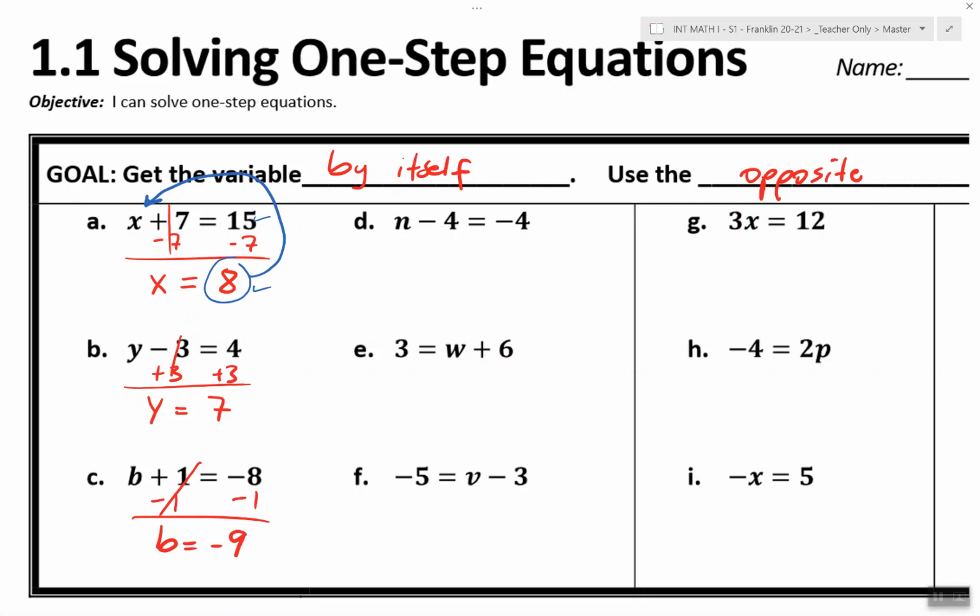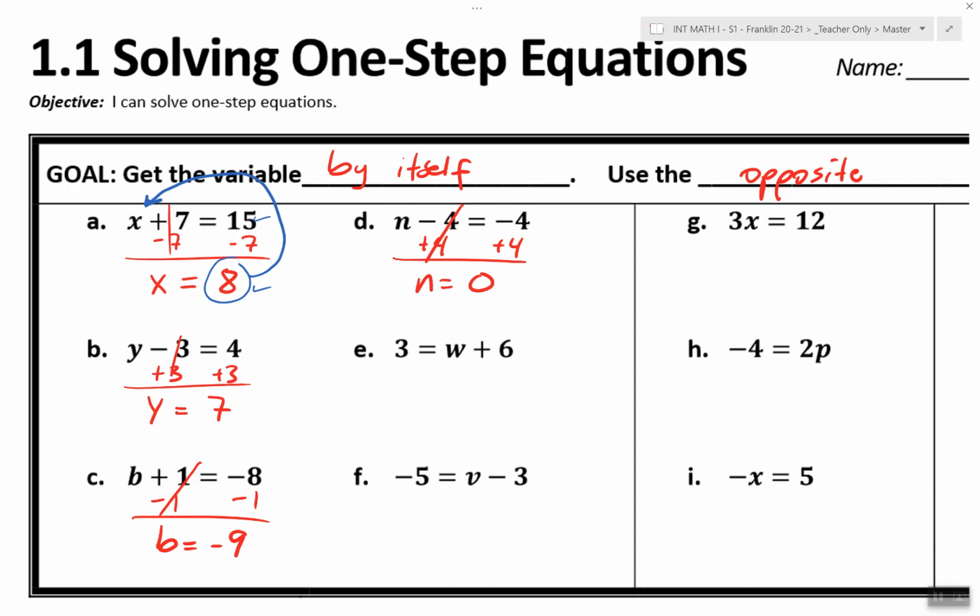Now remember, we're doing the opposite operation for what's happening to the variable. So work from the side of the equation that has the variable. So for this case, this is n minus 4 equals negative 4. We're going to add 4 to both sides. These will cancel out. And actually, since it's the same number, this will also cancel. So we have n equals negative 4 plus 4, that's 0. And it's okay to get 0 for an answer, as long as it's correct.